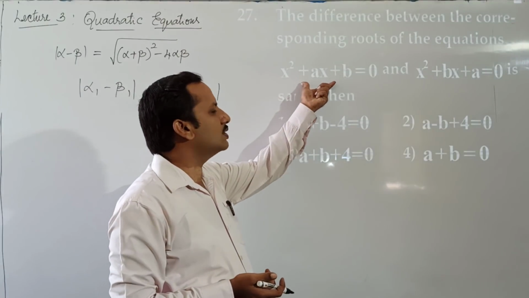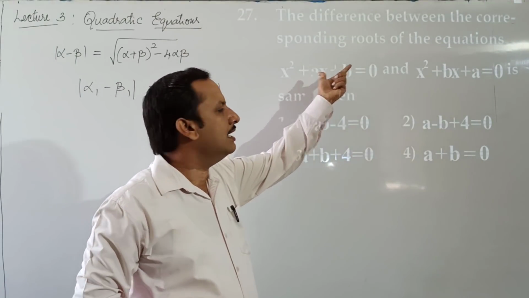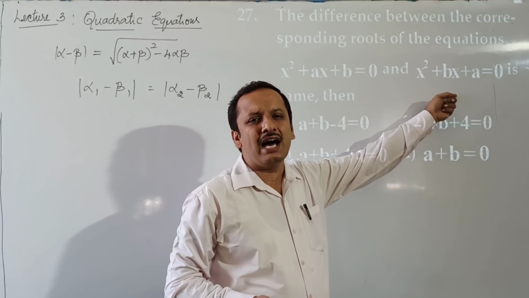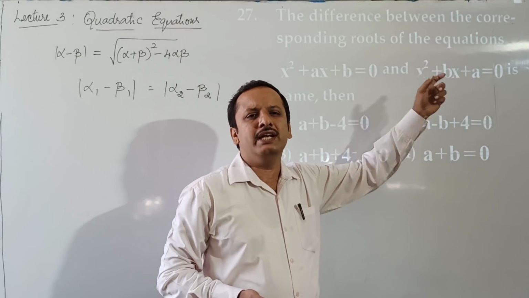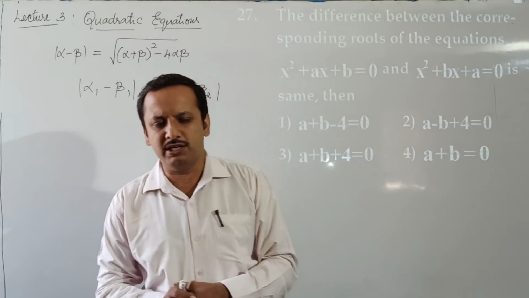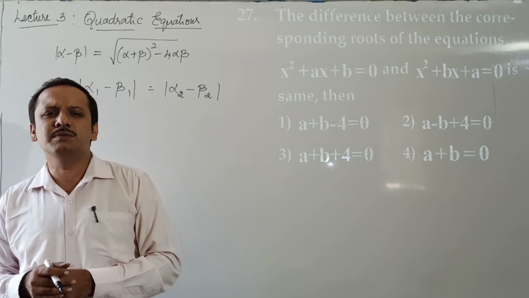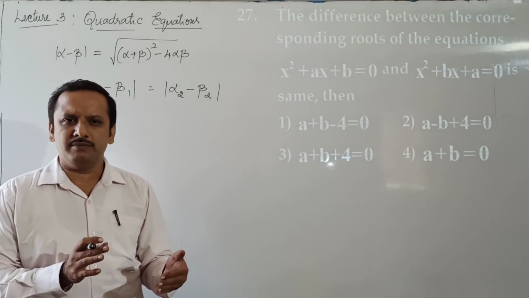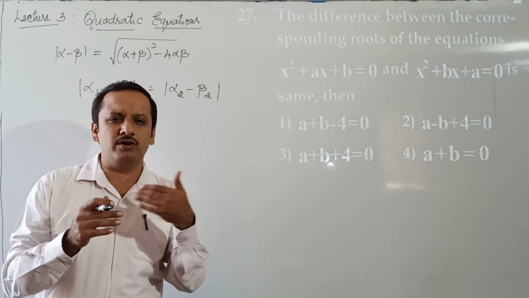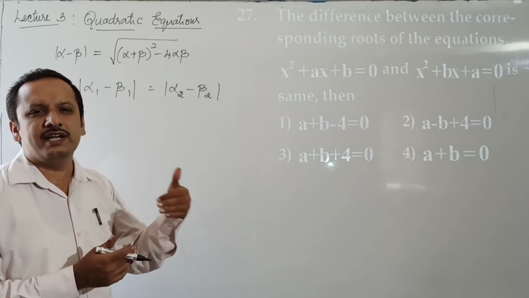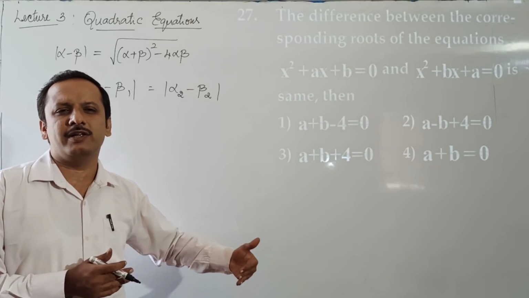I am taking the roots of this equation as alpha 1 beta 1 and the roots of the second equation as alpha 2 and beta 2, then difference between the corresponding roots. That means alpha 1 minus beta 1 is equal to alpha 2 minus beta 2. Their difference means greater minus least. I don't know which is greater, whether alpha 1 is greater, beta 1 is greater, or alpha 2 is greater, or beta 2 is greater.